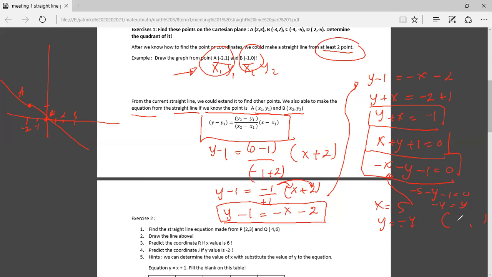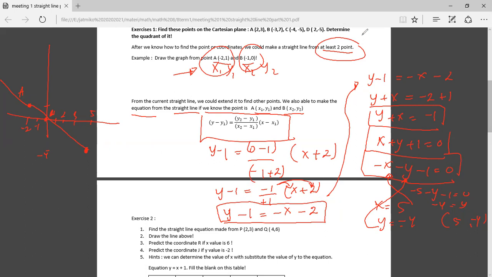So here, 5, negative 4. You can find here 5 and then maybe 4 here. So this is the position of the other point. It also happens if you want to find the x and y. We can put y over here and then find x. You need to substitute it.